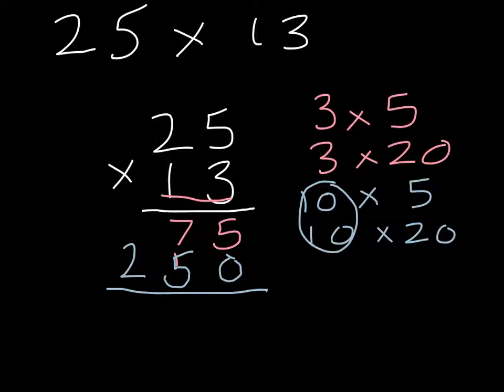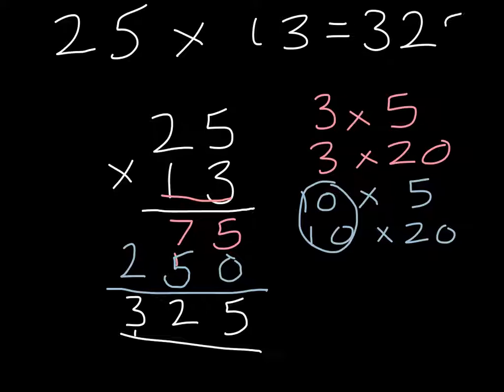Now all I need to do is add my numbers together. So 5 plus 0 is 5, 7 plus 5 is 12, 2 plus my sneaky one there is 3. So 25 multiplied by 13 is 325.